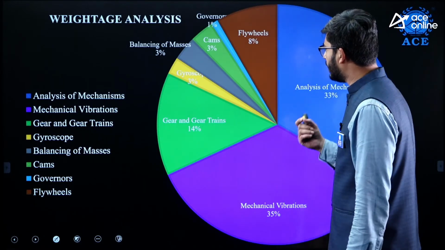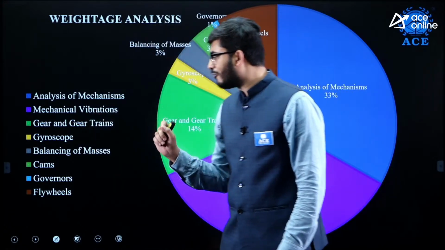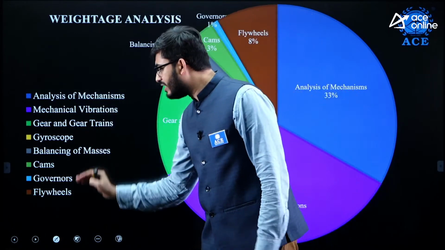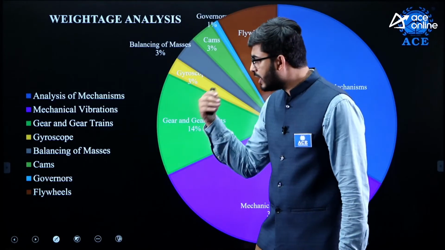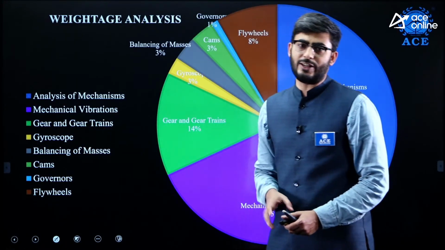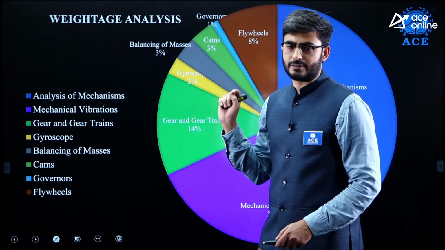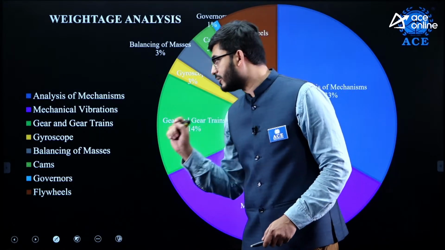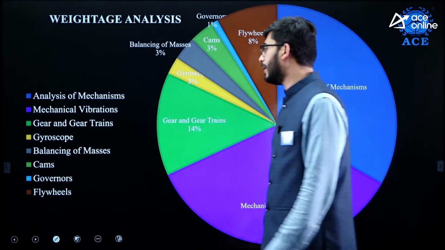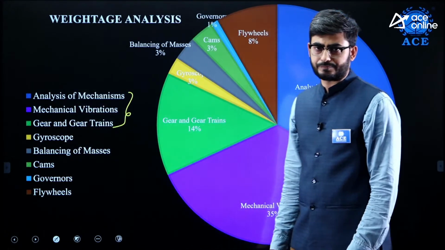So guys, what I would like to say is that the chapters gyroscope, balancing of masses, cams, governors, and flywheels are very small topics. So the number of times a question is repeated from these 5 topics is less compared to the above 3 topics, that is mechanisms, mechanical vibrations, and gear trains. We'll find questions being repeated more frequently from the above 3 topics.